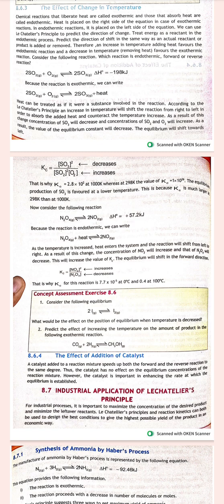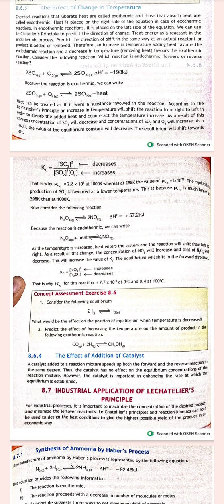Okay, 2SO2 plus O2 gives us 2SO3. Del H naught is equal to minus 198 kilojoule. So in this reaction the heat is liberated. It's an exothermic reaction. Because the reaction is exothermic, we can write 2SO2 plus O2 gives us 2SO3 plus heat. Heat can be treated as if it were a substance involved in the reaction.